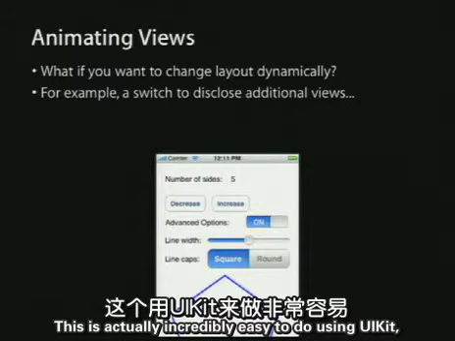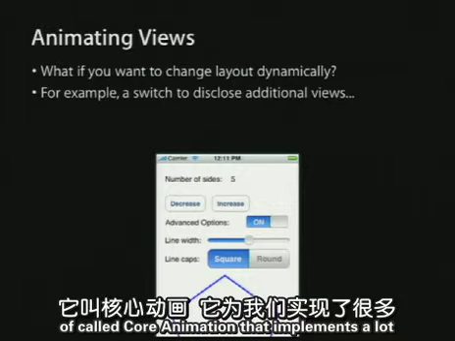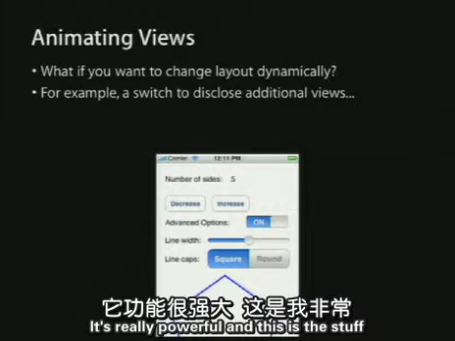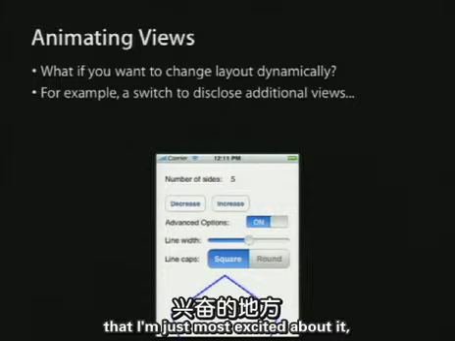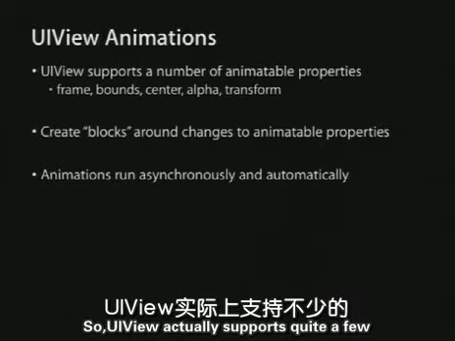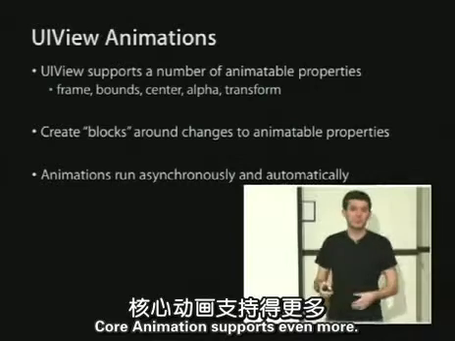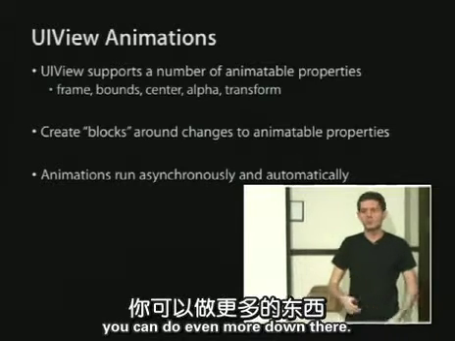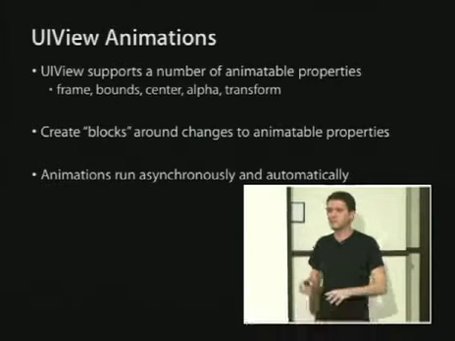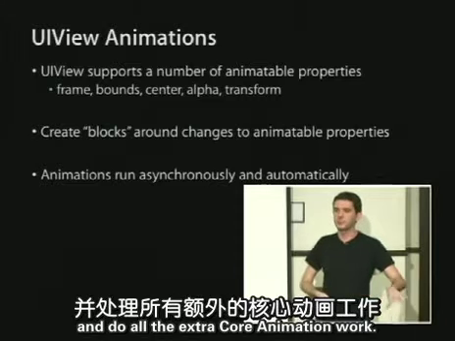This is actually incredibly easy to do using UIKit. And there's actually a framework that we sit on top of called Core Animation that implements a lot of this animation stuff for us. It's really powerful, and this is the stuff that I'm just most excited about. It's really cool what you can do with this. So UIView actually supports quite a few animatable properties. Core Animation supports even more. If you want to drop down to Core Animation, you can do even more down there. Every view, well, we'll talk about this in a bit, but every view has a layer, which is a Core Animation object, which you can operate on and do all the extra Core Animation work.